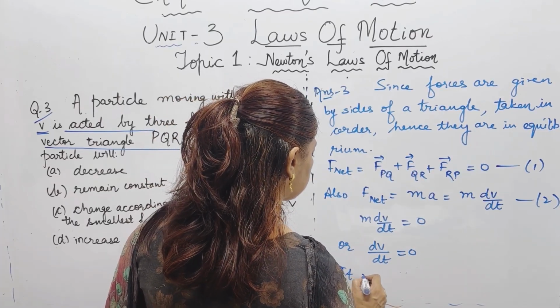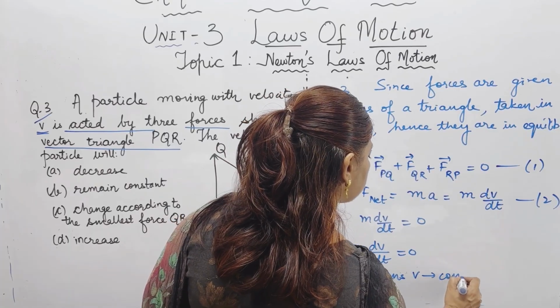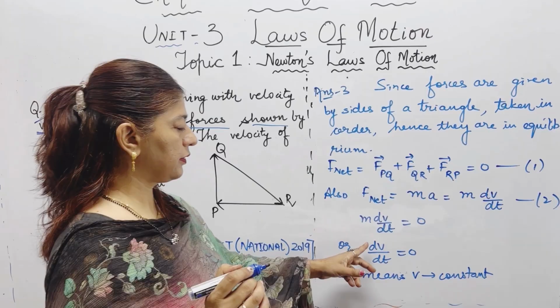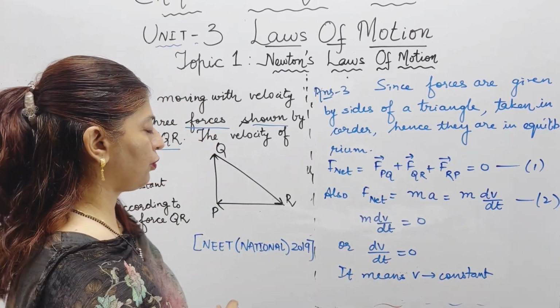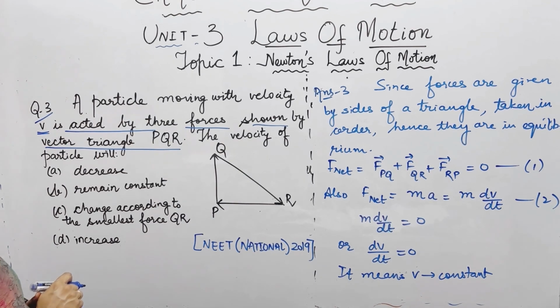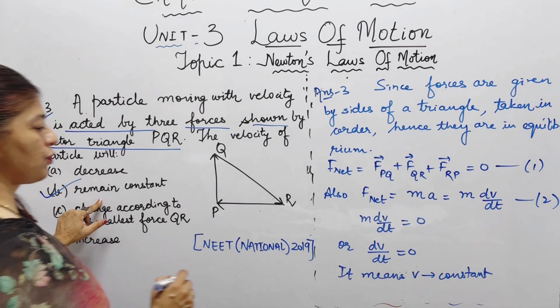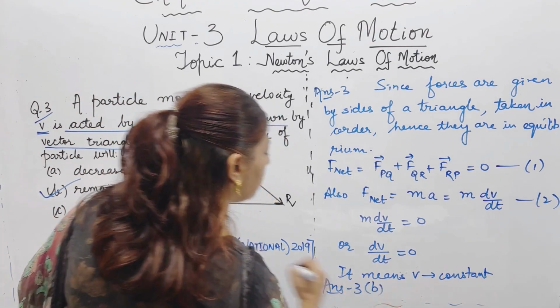It means velocity is constant. Since velocity is constant, only then this differentiation with respect to time is 0. So the conclusion that we have drawn is it is moving with constant velocity. So if we look at the options, then option B will go with this, remains constant. So the answer for the third is option B.